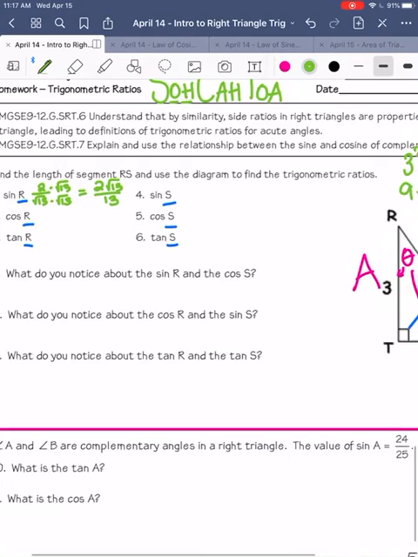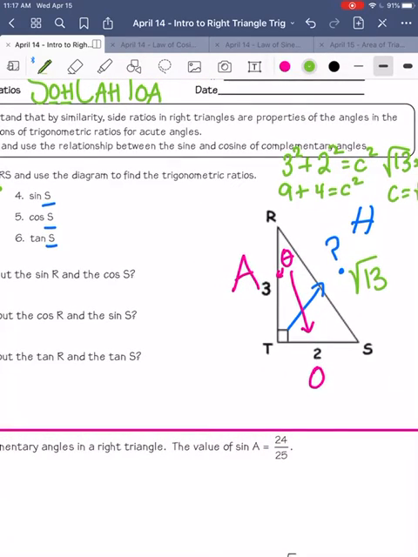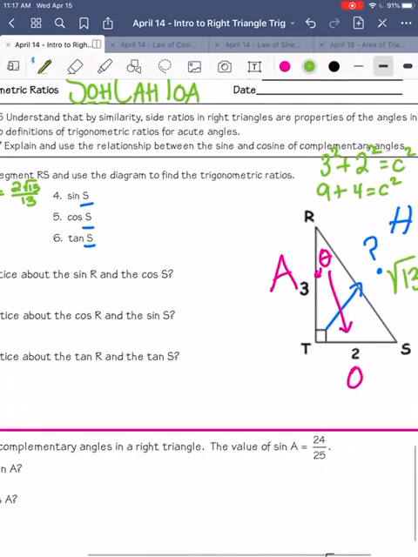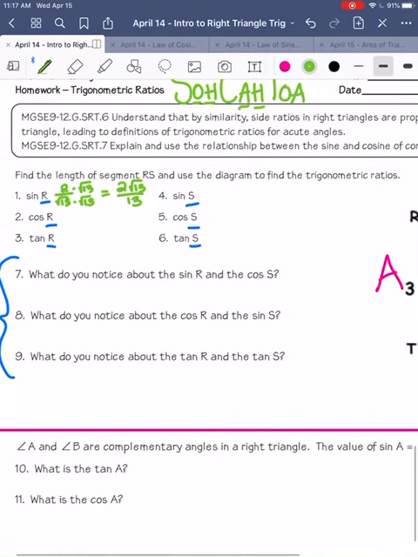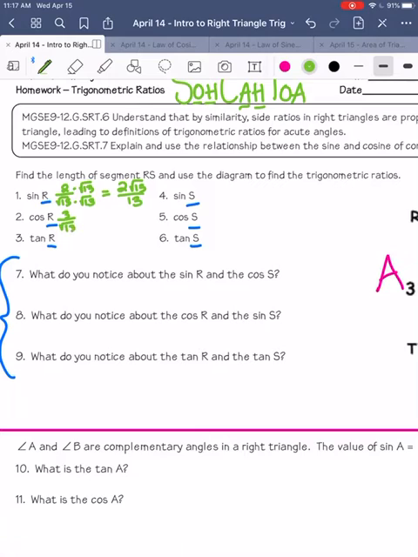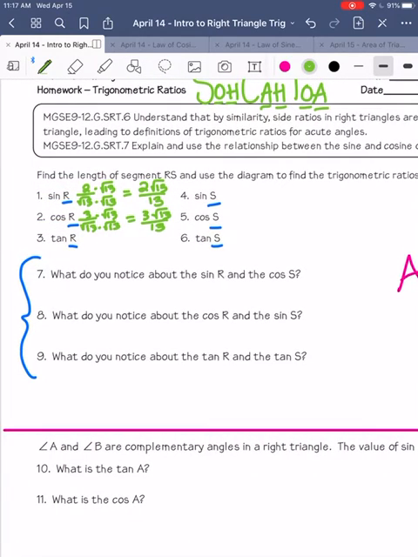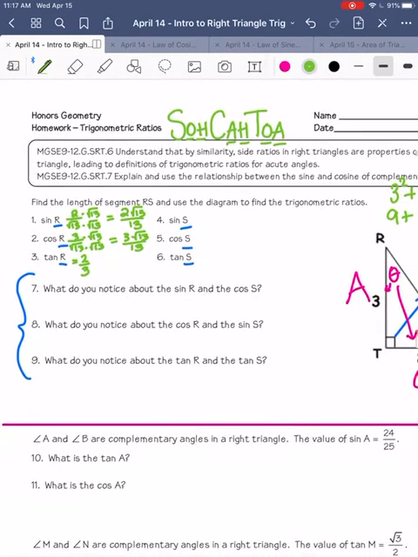A few of you had 3 root 13 over 13, which means you just had your A and your O labeled incorrectly, okay? So just make sure of that. Then number 2 is cosine, which is A over H. So A is 3 over root 13. And then we've got to rationalize. Okay, and then tangent is O over A. So our O is 2 and our A is 3. Now, you could put 0.6 repeating, but like I said, I don't think anybody did that actually. So I prefer it like this in fraction form, okay? Because we're using those word ratios, which we reminded each other yesterday, that means fractions.